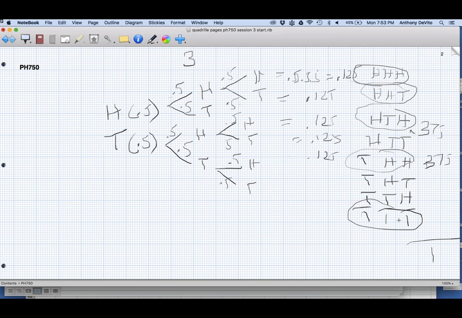Now, our insurance situation that we're just looking at, instead of looking at it from the perspective of probability of getting heads or tails, what's the probability of being insured versus not insured?